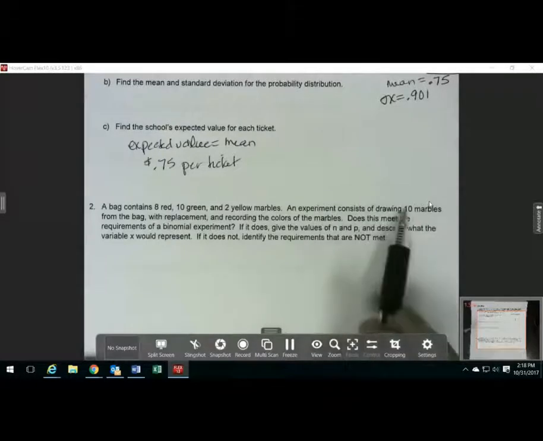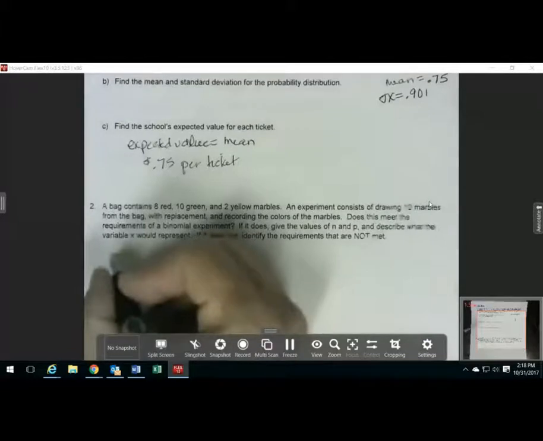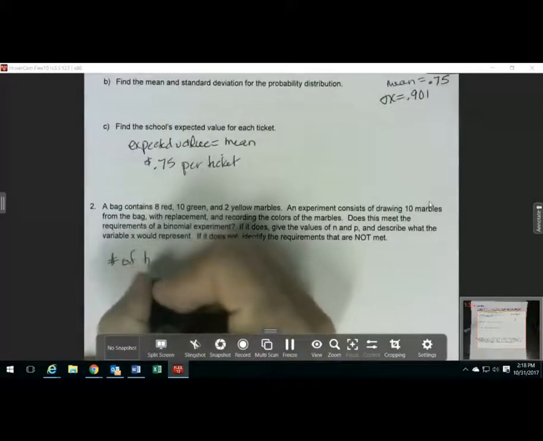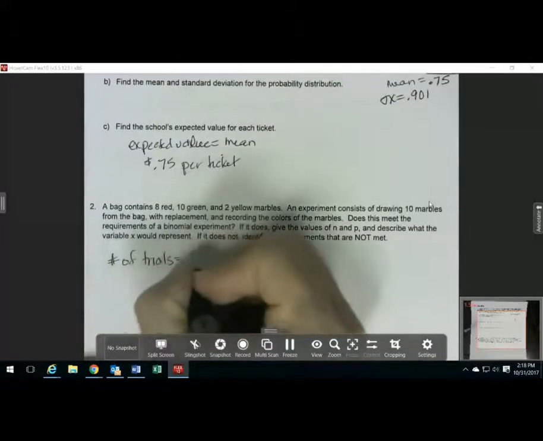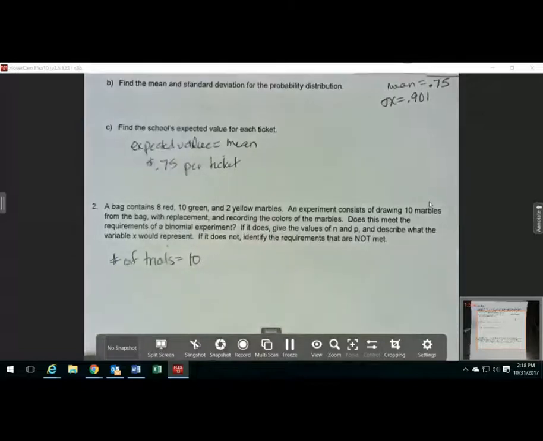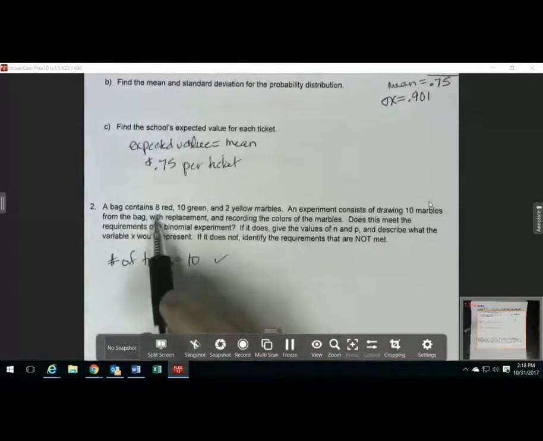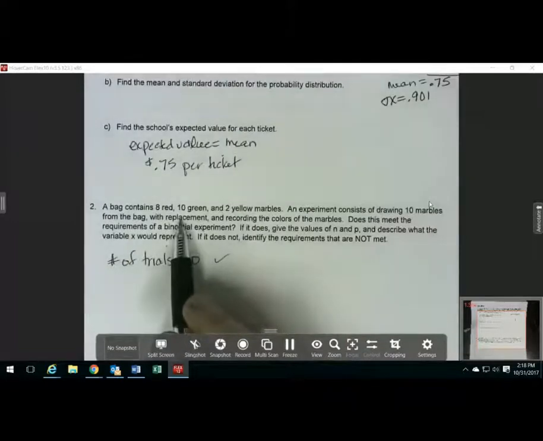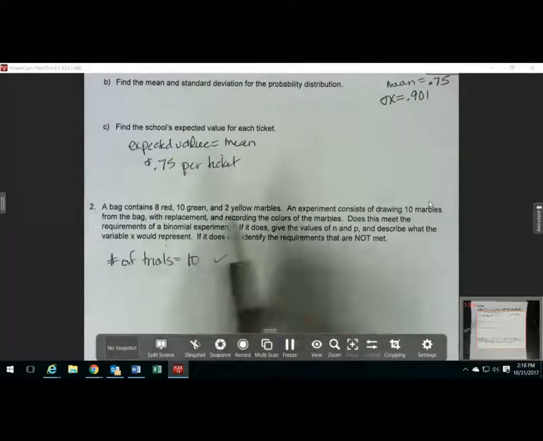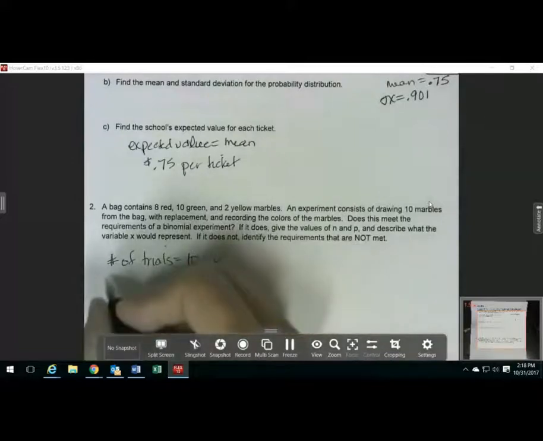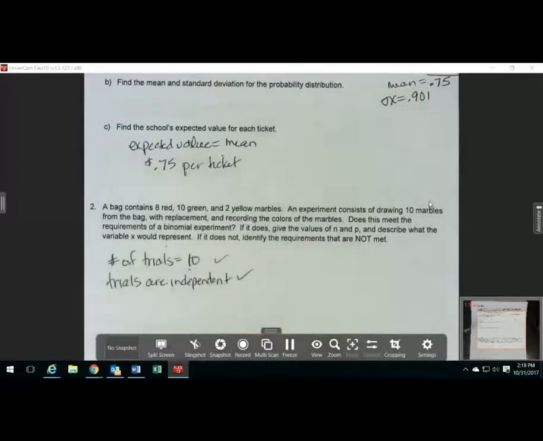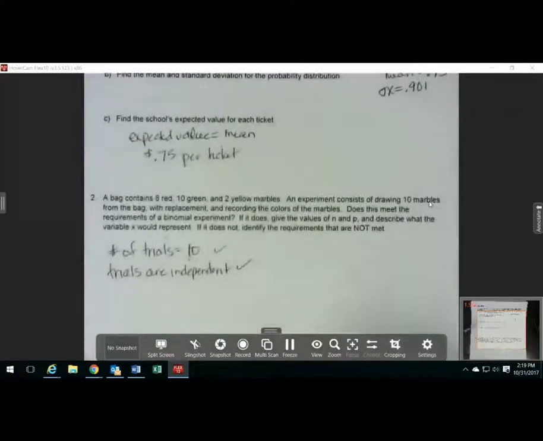Since the experiment consists of drawing 10 marbles, that's your number of trials. So the number of trials is 10. So it meets that requirement about having the fixed number of trials. And then it's selecting from the bag with replacement. So that means that the trials are independent. So that requirement is met.